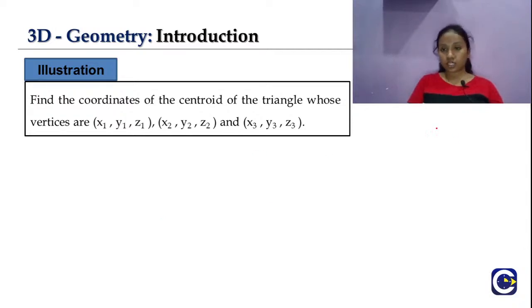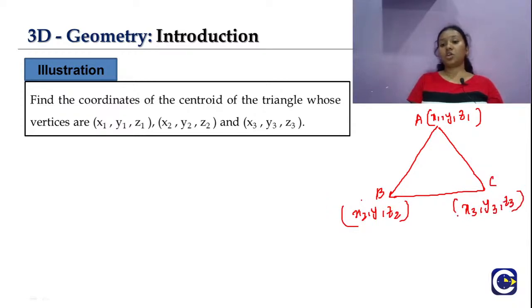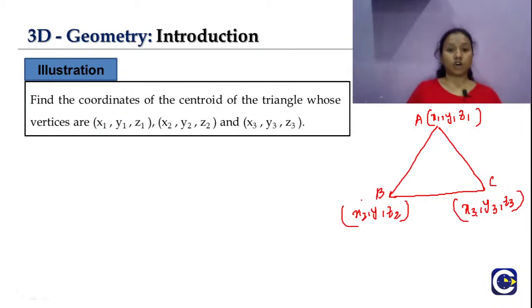So there is a triangle with the vertices, let it be A, B and C. A having the coordinates x1, y1 and z1, B having the coordinates x2, y2 and z2, and C x3, y3 and z3. Now we have to find the coordinates of the centroid of the triangle.